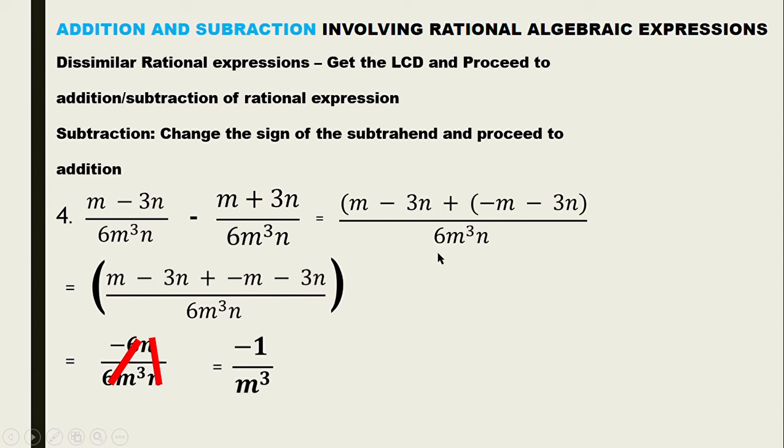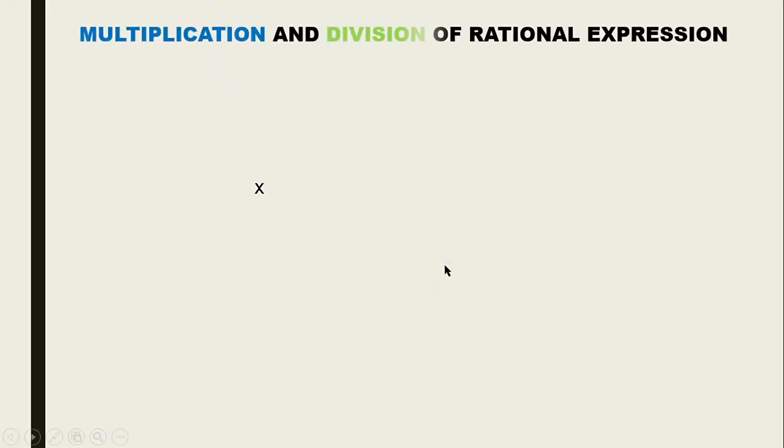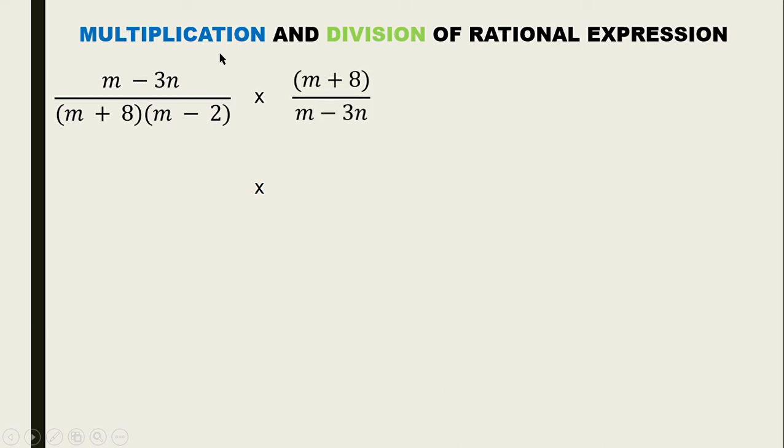So that's how you got the answer. Now let's move on to multiplication and division of rational expressions. Here's a given: m minus 3n over m plus 8, and m minus 2. So this is multiplication. This is the given. So m plus 8 and then over m minus 3m.